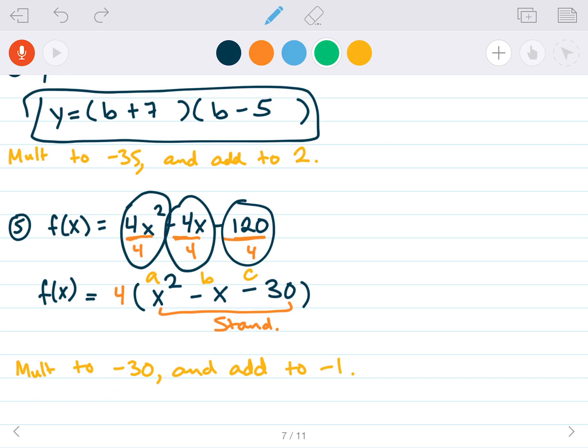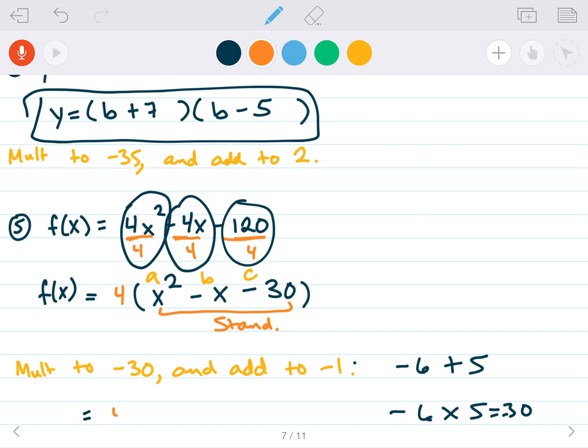All right, so the answer here, the missing numbers are going to be, let's see, negative 6 and positive 5. Right, because negative 6 plus 5 is negative 1, and negative 6 times 5 is negative 30. All right, so those are my missing numbers, negative 6 and positive 5, and therefore, let me rewrite this down here.